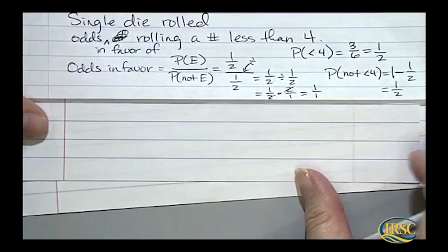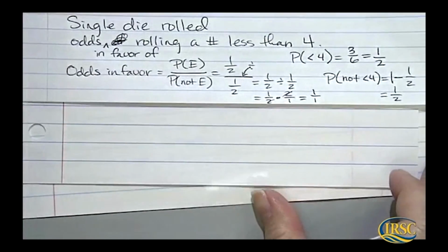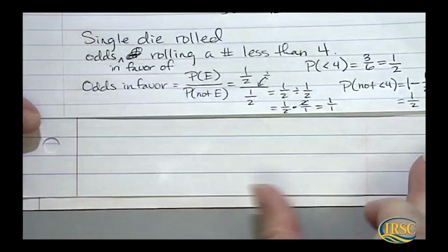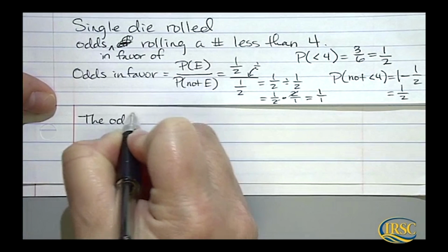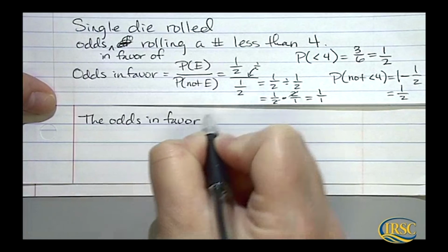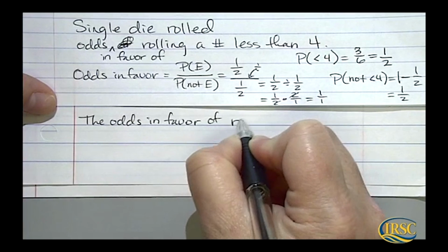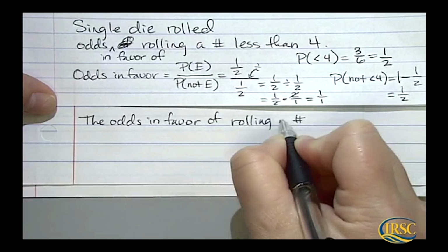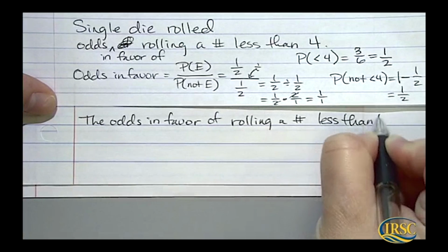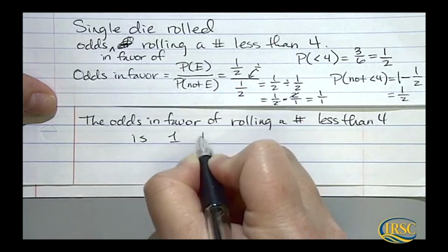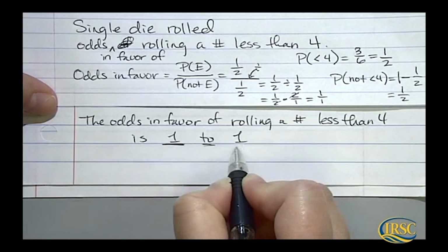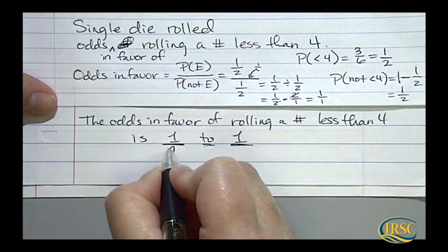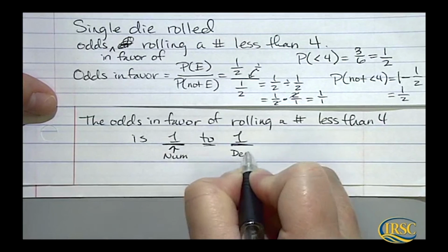The way that you're going to write your answer for odds is one of two ways. You're either going to write it in words: the odds in favor of rolling a number less than 4 is 1 to 1. You've got this word "to" in between, with your numerator, then your denominator. That's how you always fill in your answers, numerator to denominator.